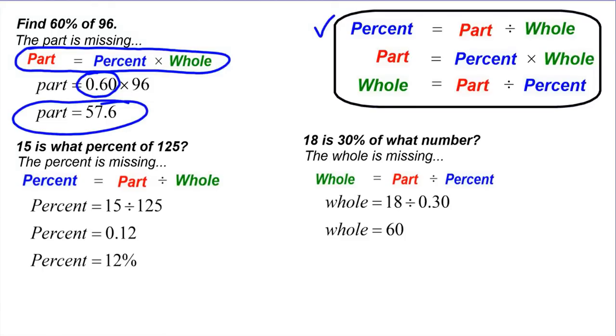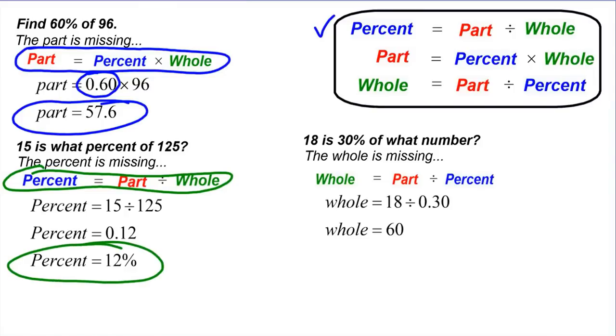So again, very fast way to solve that problem. We just have to remember to express the percent as a decimal and then figure out which one of these equations we're going to be using. Next example, 15 is what percent of 125? Here the percent is missing. We know the part and the whole. So we're going to use the percent equation. So percent equals part divided by the whole. So we take 15, which is the part, and the 125 is the whole. So 15 divided by 125 is 0.12. Now remember, that is the percent as a decimal. So 0.12 is 12%. And that's how we write our answer, 12%.